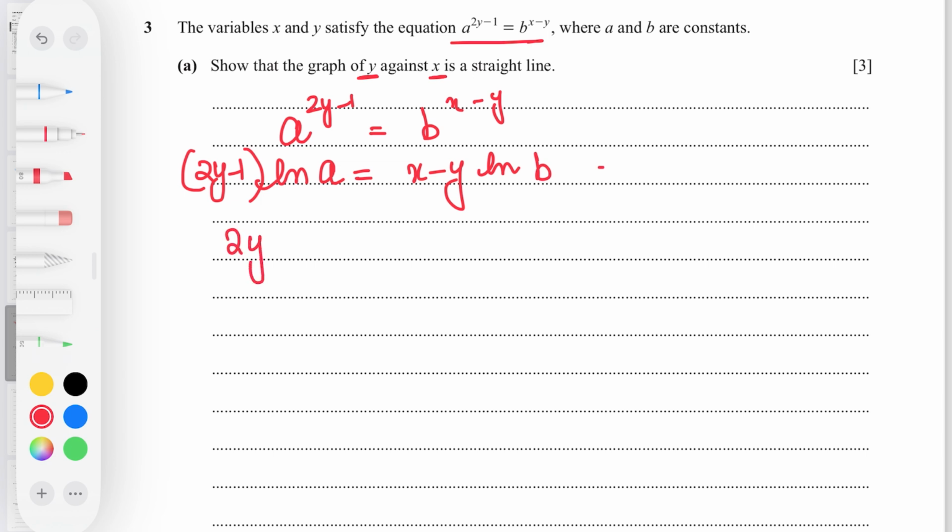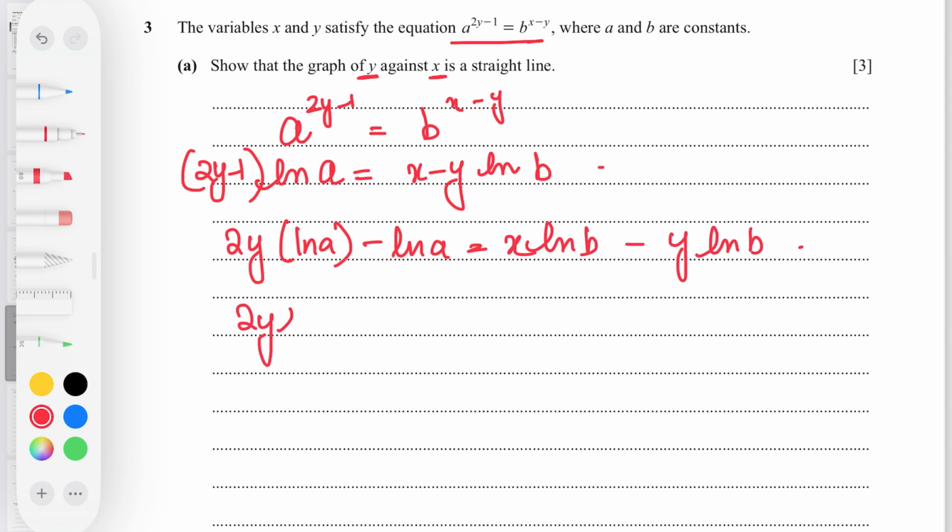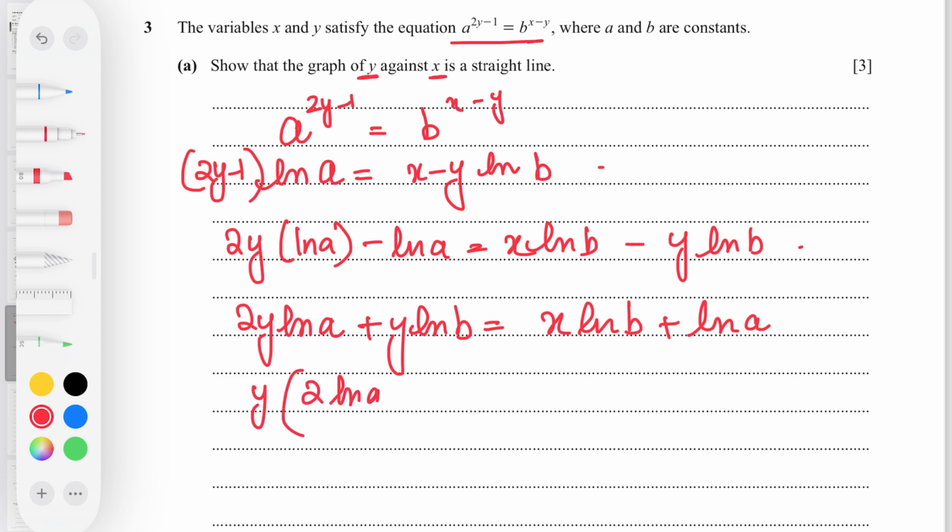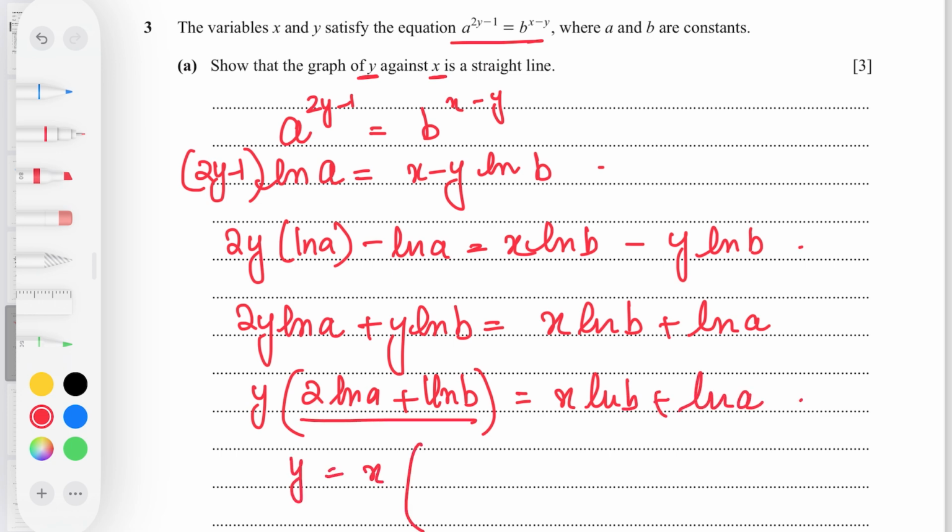Now multiply, take all y terms to one side. Take y common out. Divide this constant on the other side.